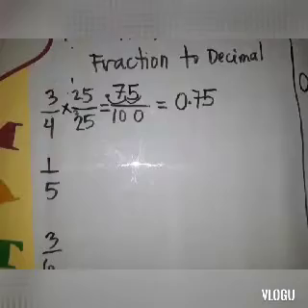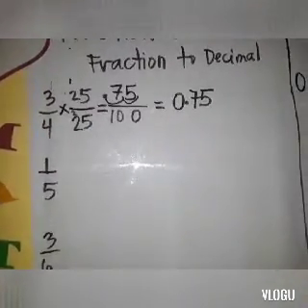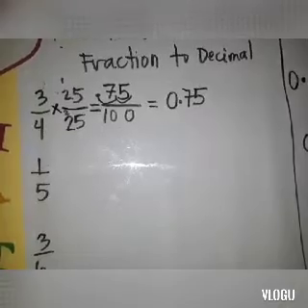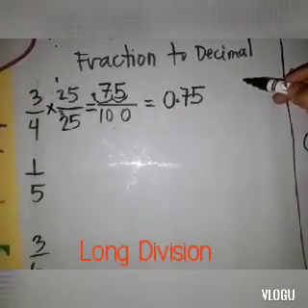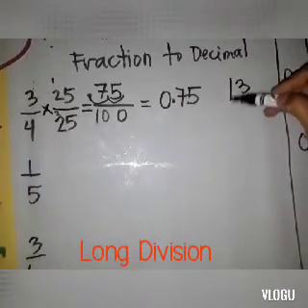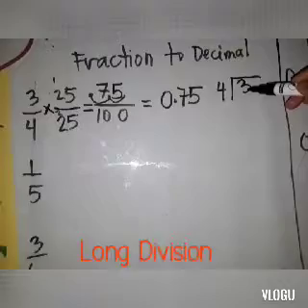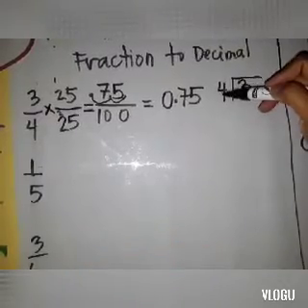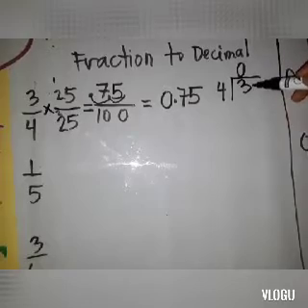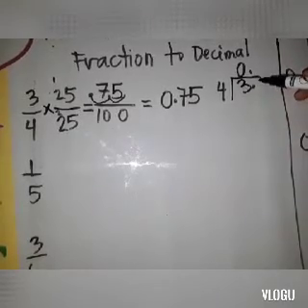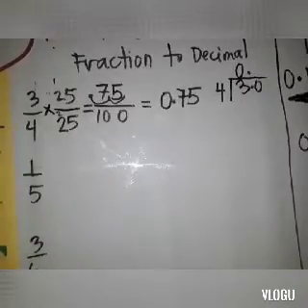Nakuha? Okay. So, kung ayaw nyong gawin ang ganito, pwede rin kayong mag-divide. Okay? Paano? So, gagawin natin ang division. 3 divided by 4. Alalahanin natin na ang 3 ay hindi pwedeng hatiin sa 4. Kaya, meron na tayong 0 dito. Decimal, decimal, and then borrow 0. Kahit ilang 0 na dito, okay lang.